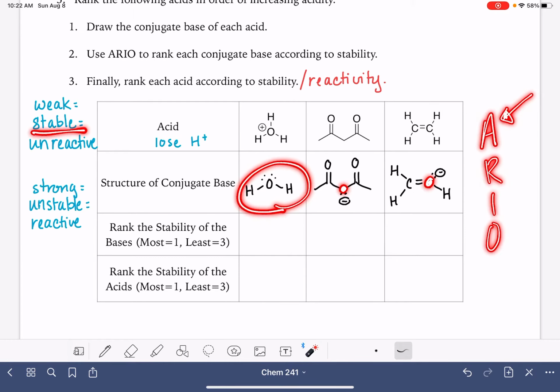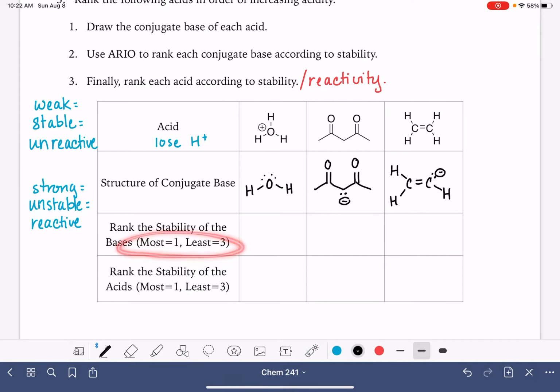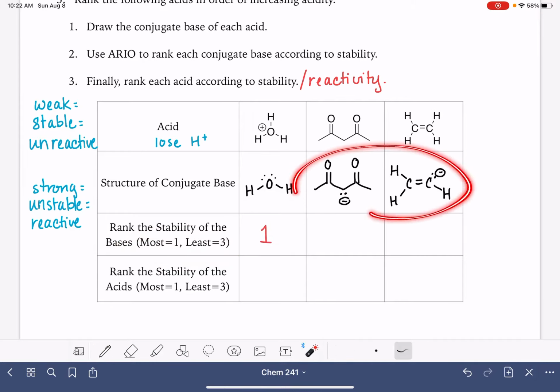Obviously, if every atom has a formal charge of 0, that molecule is super happy. It's super stable, which means that it's weak and unreactive. This guy right here is our most stable. And so now we just have to rank these two. Still, we're working on ARIO. We're still on letter A, looking at which atom has the negative formal charge. This is a carbon versus a carbon, which means that it's a tie.